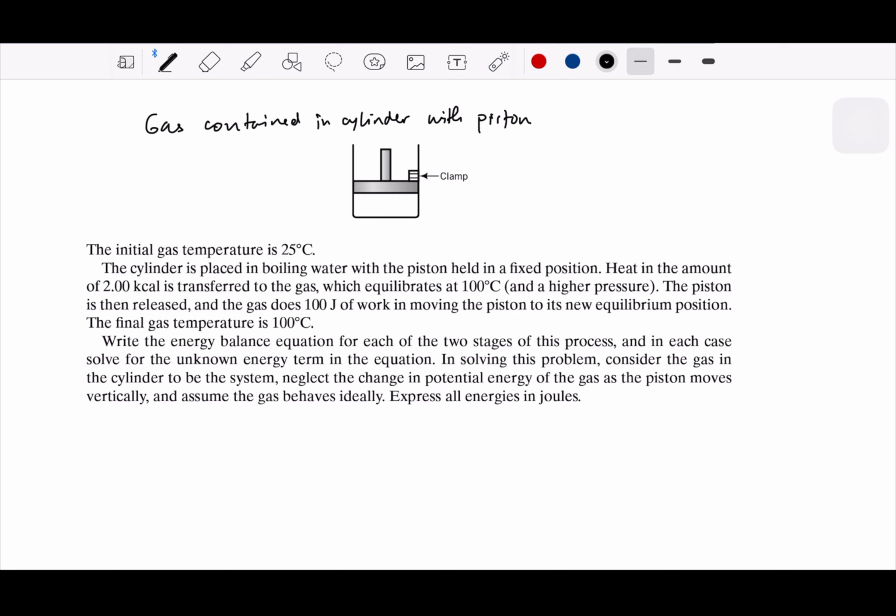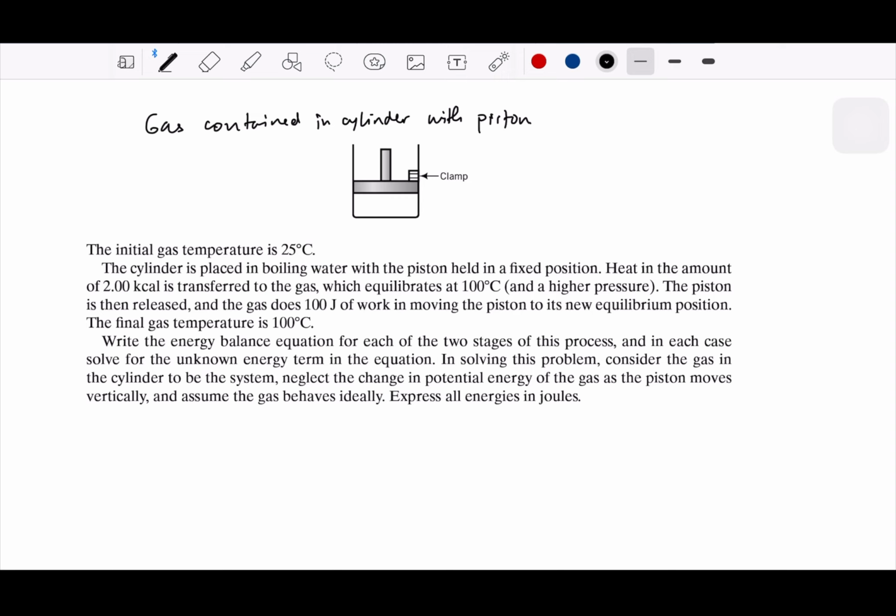Heat in the amount of 2 kilocalories is transferred to the gas, and it equilibrates at 100 degrees Celsius. The piston is then released, and the gas does 100 joules of work. So the gas does work in moving the piston to its new equilibrium position. The final gas temperature is 100 degrees Celsius. Write the balance equation for the 2 stages of this process, and in each case solve for the unknown and determine the equations.